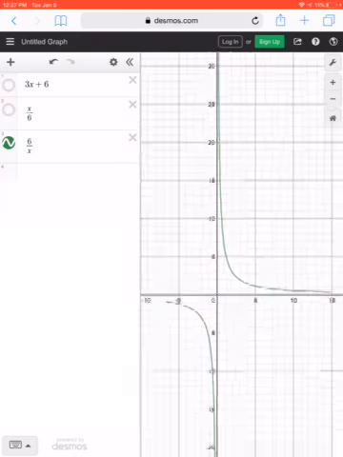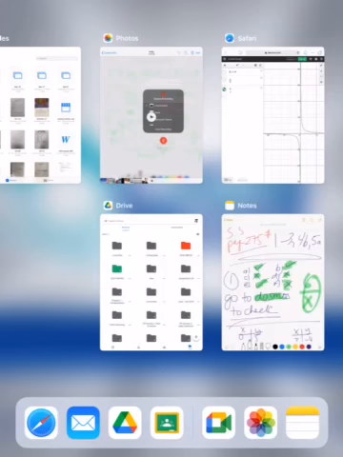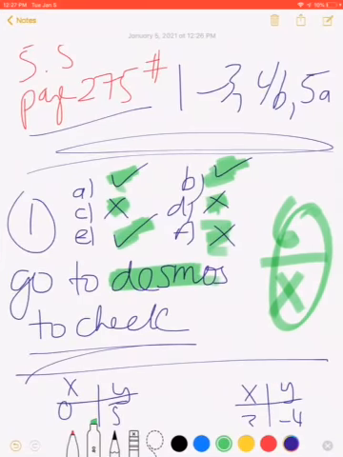So I'll get rid of the rest of this. That's what that looks like. 6 divided by x, 6 over x. So not, in fact, linear. Anyway, if you didn't know that, no big deal.